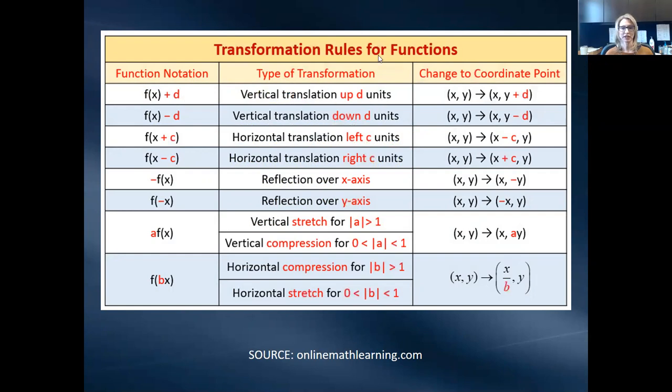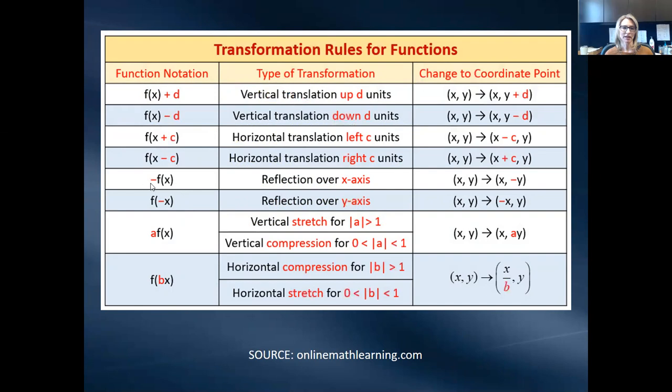So if you have a function and you add d to it, then it just shifts the function up d units. A positive d would shift it up d units, and minus d would shift it down d units. Now, if you have the plus c on the inside of the parentheses, this is the one that does the opposite. So when it's on the inside of the parentheses, it moves it to the left c units. And if you had a minus c, that moves it to the right c units. So it does the opposite of what you expect it to do.